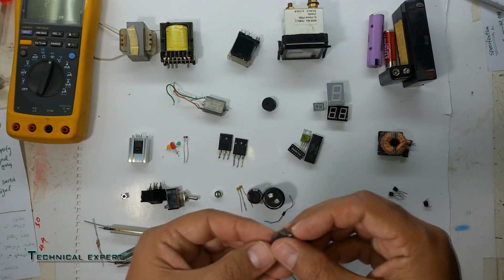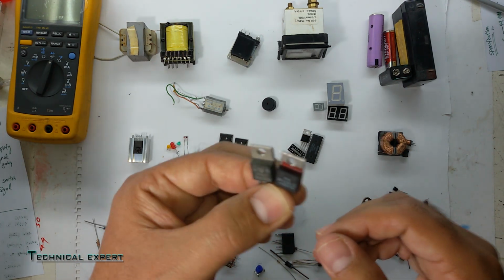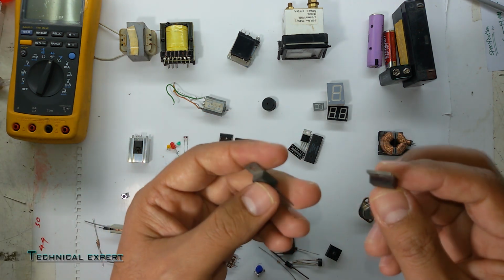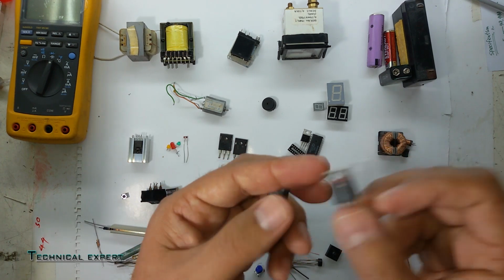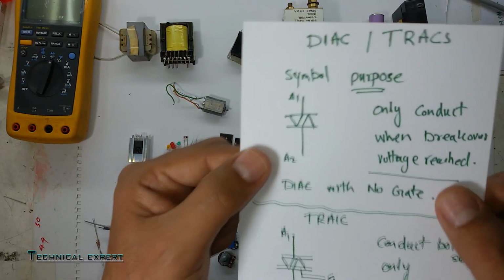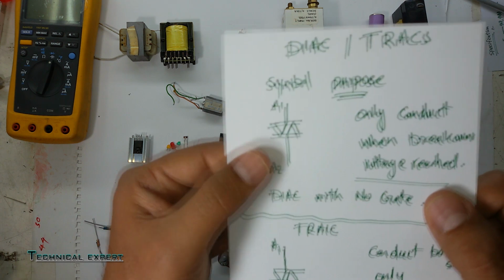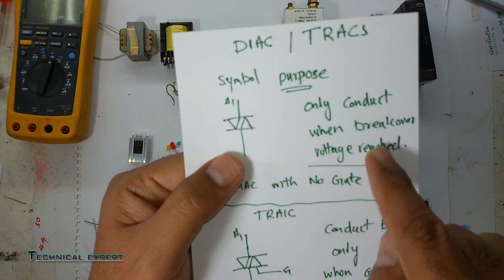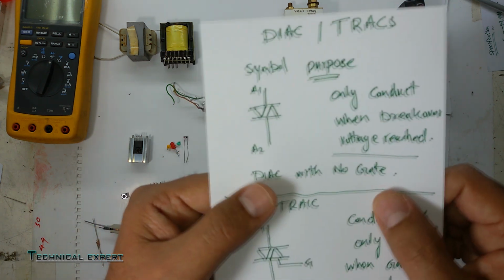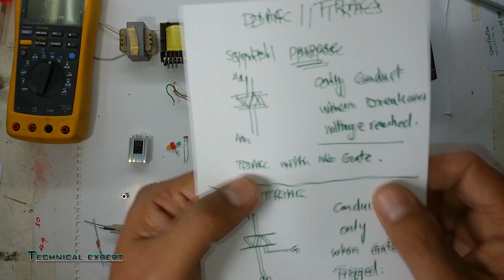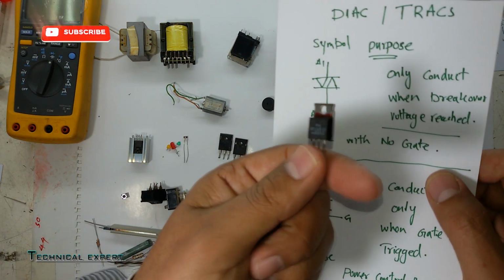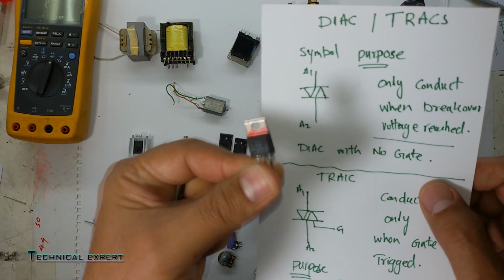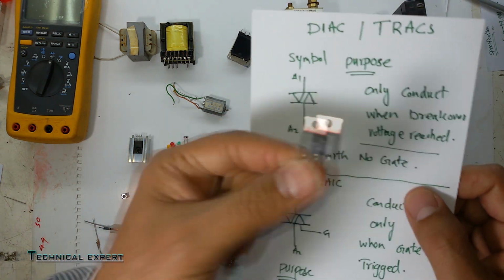This one we have here is a diac and a triac. This one is a diac and this one is a triac. Here we have the symbol for this diac, and its purpose is to conduct only when breakover voltage is reached. And this diac has no gate. Diac means no gate, meaning this diac doesn't have any gate. So when the maximum voltage is reached, this diac is going to conduct and give us voltage.